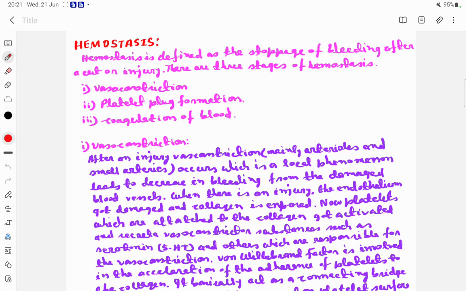Today I'll discuss with you the process called hemostasis. Hemostasis basically is defined as the stoppage of bleeding after a cut or injury takes place. There are three stages of hemostasis. These are vasoconstriction, platelet plaque formation, and coagulation of blood or blood coagulation.